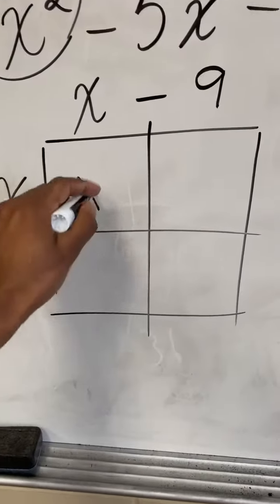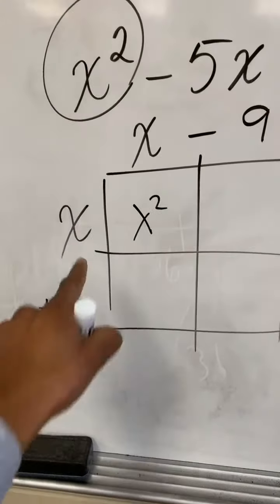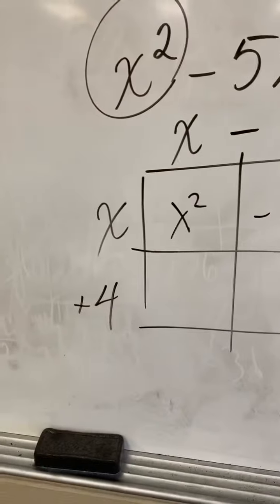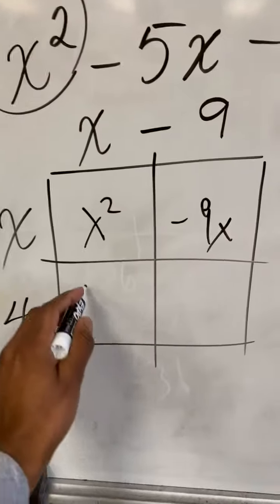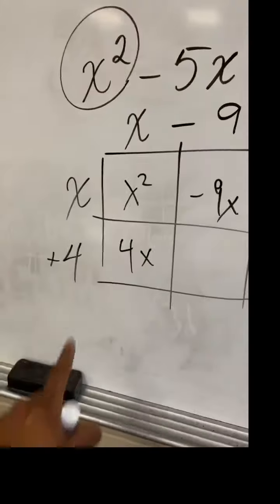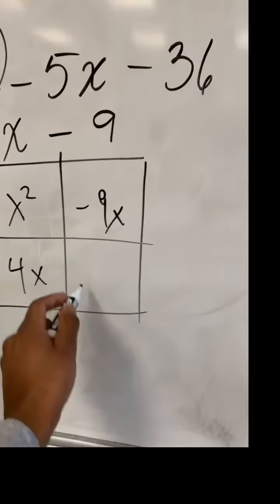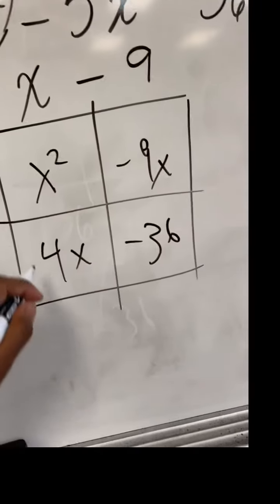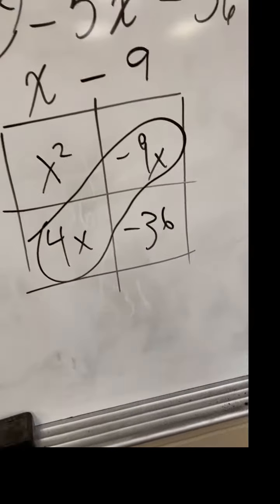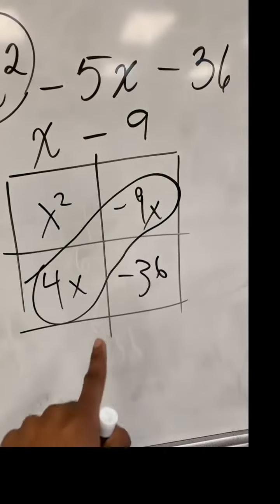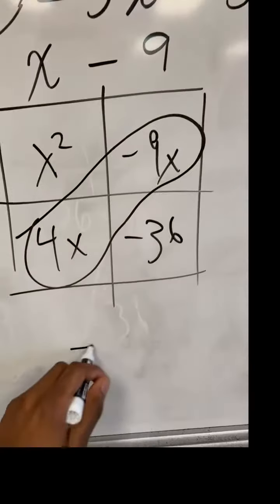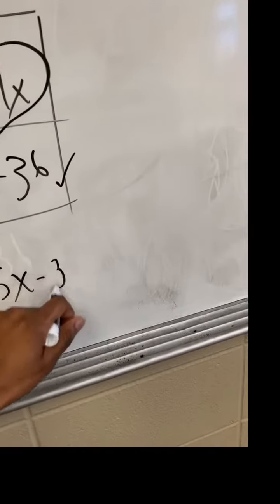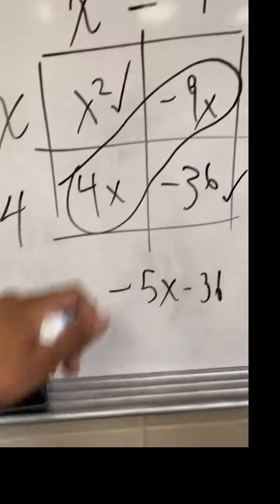X times x is x to the second power. X times negative 9 is a negative 9x. 4 times x is a 4x. And then 4 times negative 9 is a negative 36. So when you fill all boxes out, make sure you combine the like terms because that's going to be your middle term, the number in the middle. And what's 4x minus 9x? That should be a negative 5x. The negative 36 goes on the end, and the x squared goes on the front.